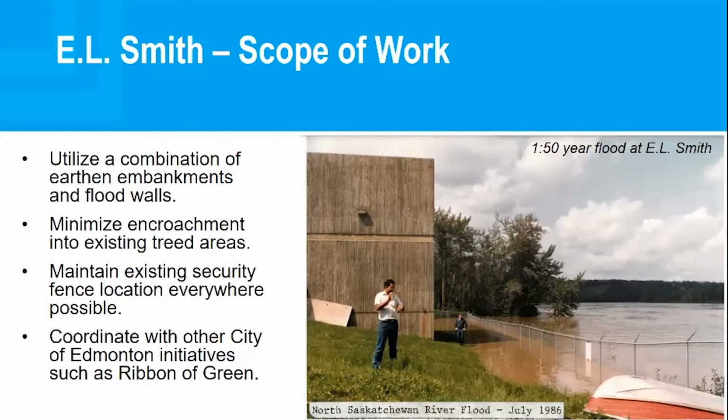In this next slide, there's a photo of a 1 in 50 year flood at E.L. Smith. That happened in July of 1986, and that just gives you an idea of how high the floodwaters could rise at 1 in 50. We're designing to 1 in 500, so the floodwaters could get quite a lot higher than what's shown there. In the next slide, you'll be able to see where the river sits in its usual place and how high up that water got in 1986, and just remembering that previous slide, how much the site could be inundated from where the river sits at its normal level.